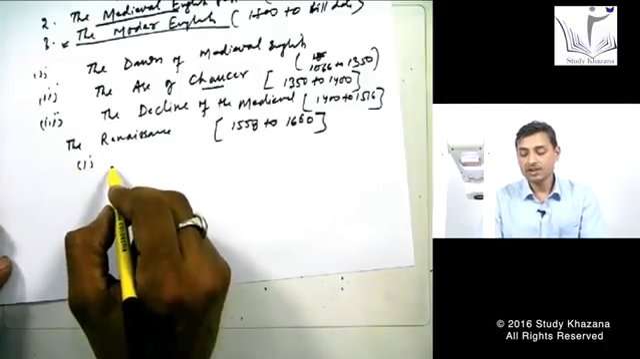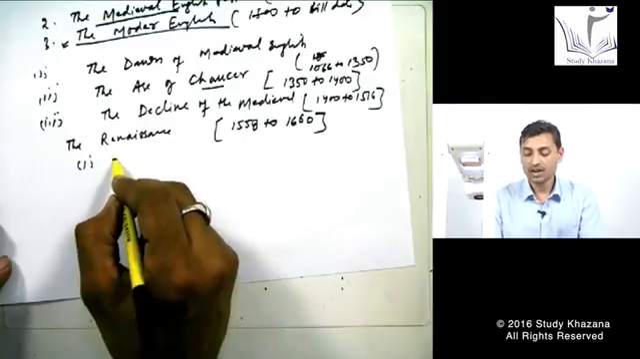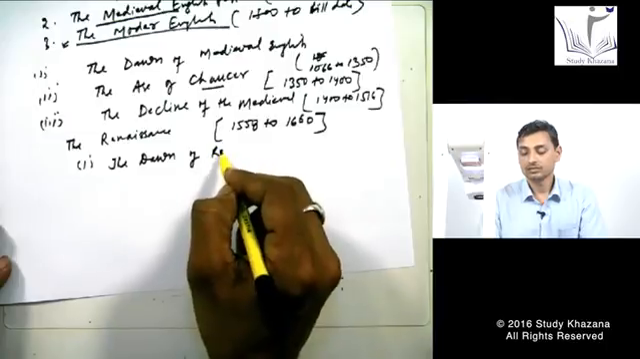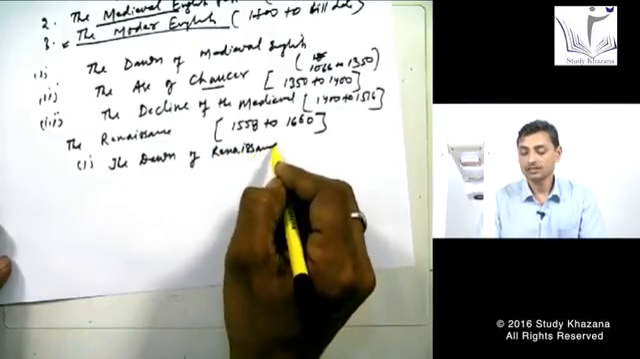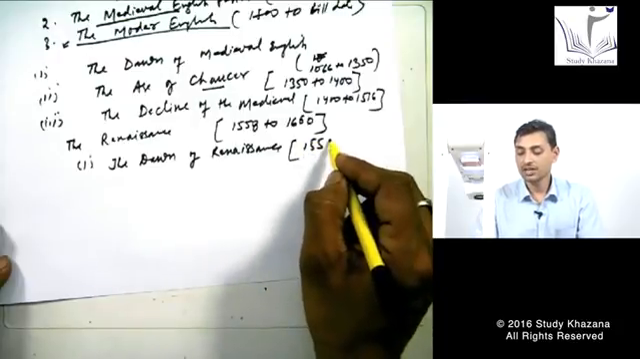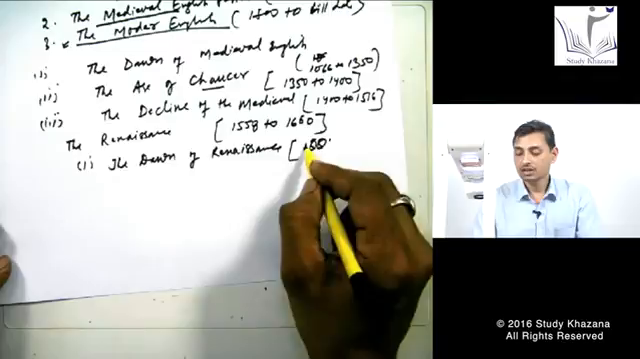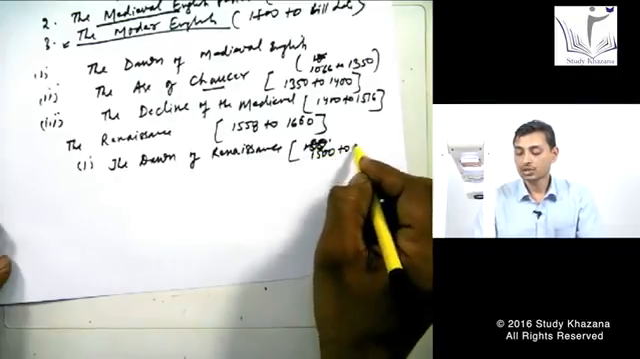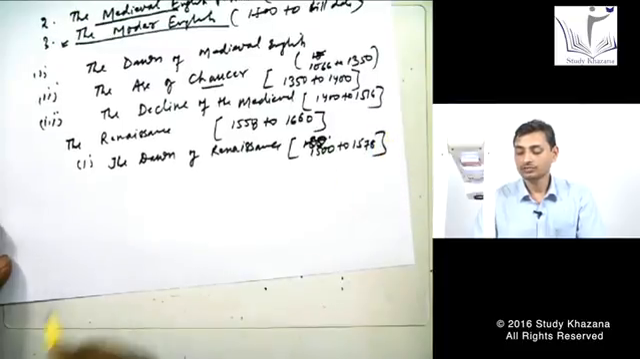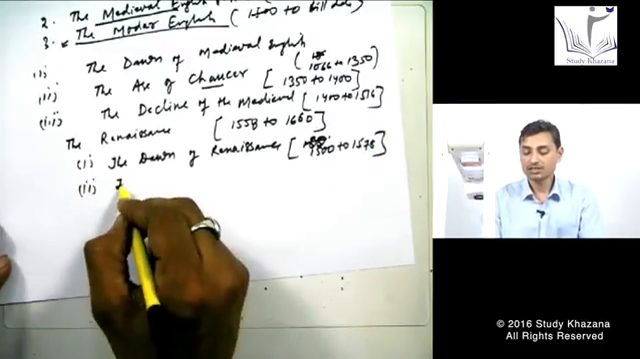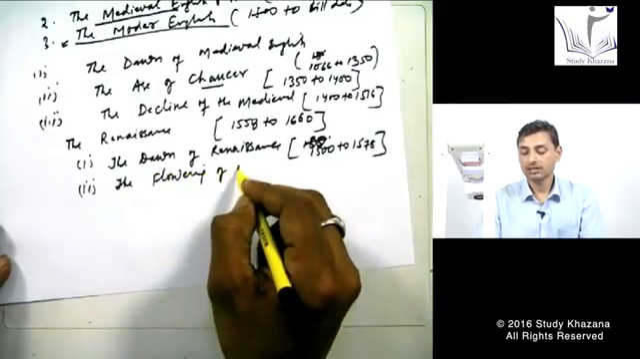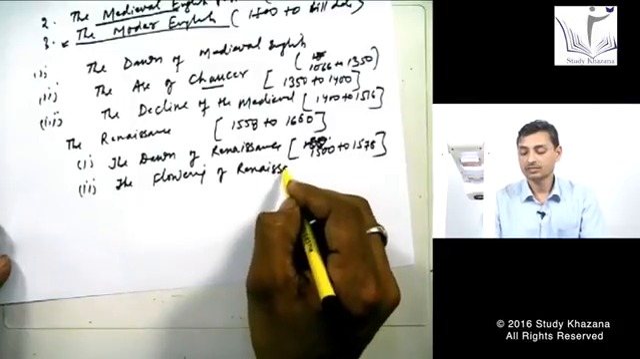The Renaissance is divided into three parts. The first one is the dawn of Renaissance. And this covers the period 1500 to 1578. Next comes the flowering of Renaissance.